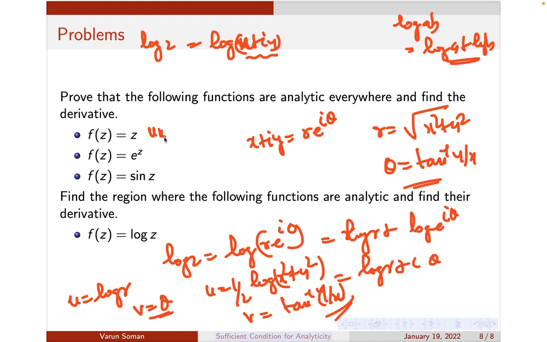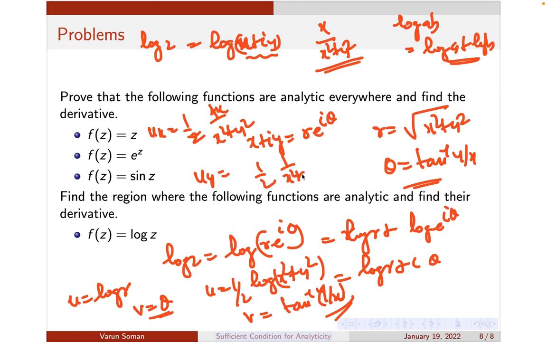Your ux is actually 1 by 2 into 1 by (x square plus y square) into 2x, or simply it is x by x square plus y square. Okay, you can see that it's not defined for x, y equal to 0, so it is not analytic at z equal to 0. And what is uy? Uy is again 1 by 2 into 1 by (x square plus y square) into 2y, so it is actually y by x square plus y square.